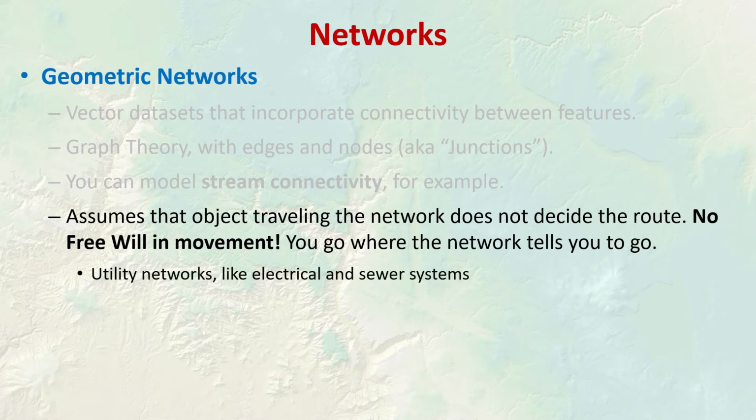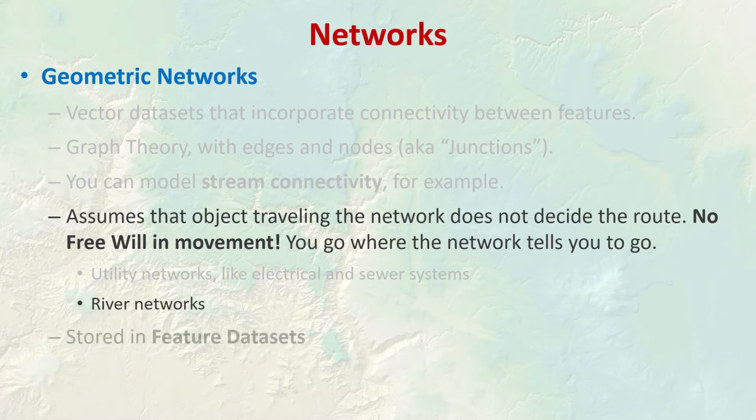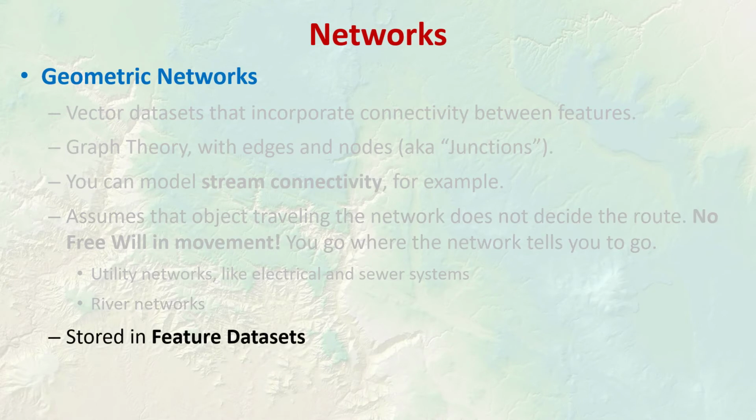So examples are utility networks, electrical and sewer systems, river networks, and geometric networks are stored in feature data sets. You remember the three broad categories, the three most common types of vector data sets are feature class, feature data set, and TIN. Well, feature data sets are where you store your geometric network.